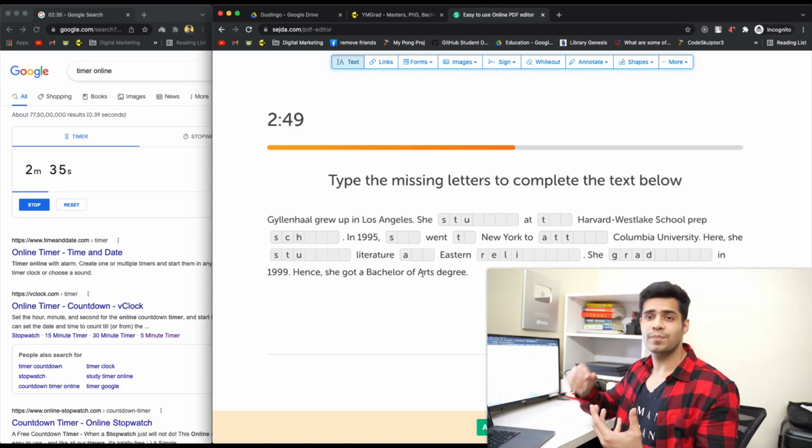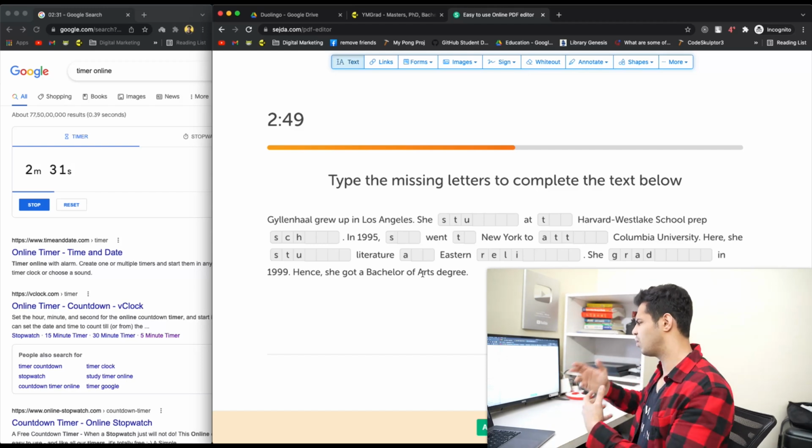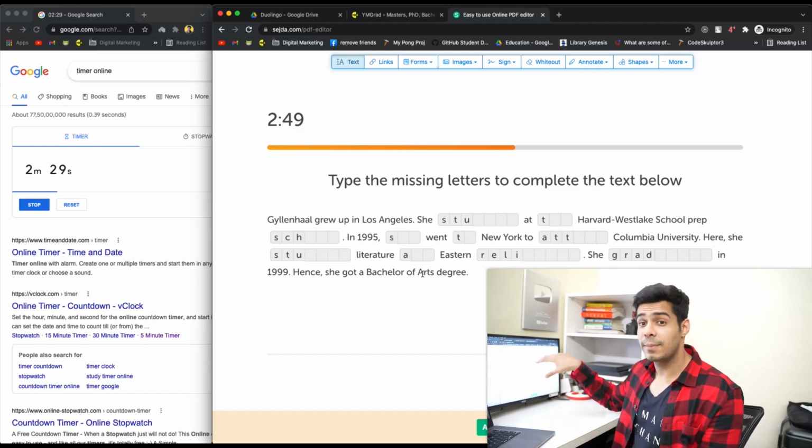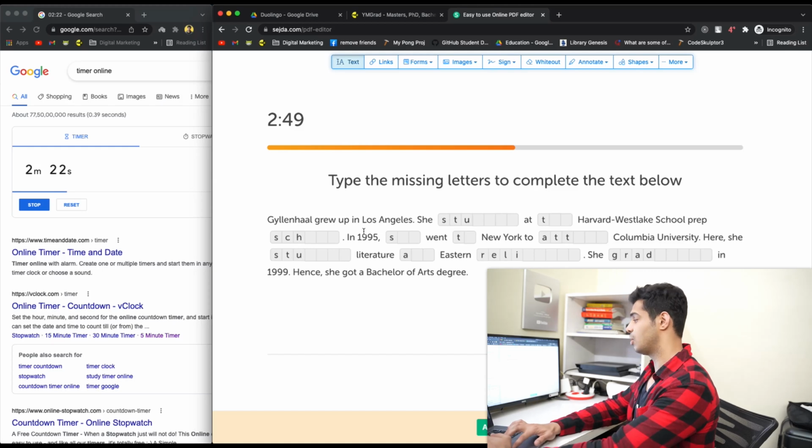Talking about a girl, this is basically her alma mater, what kind of degrees she attended, etc. We're going to keep it in that same focus. It's about her studying, right? So it's pretty obvious. She grew up in Los Angeles.